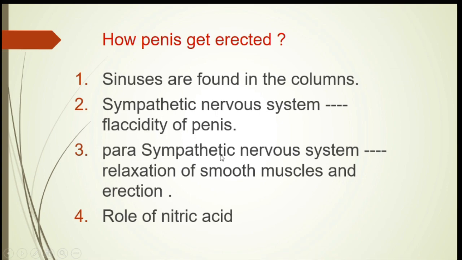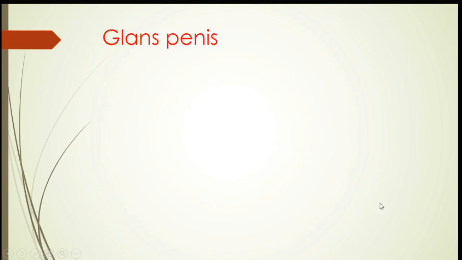Now how it gets erected, as we have seen, the sinuses are found in the columns, okay. The parasympathetic nervous system during sexual intercourse gets activated and stimulates the secretion of nitric oxide. And this nitric oxide dilates these sinuses, or relaxes these sinuses or blood vessels, and blood flow through these sinuses increases, okay. Blood flow increases, and that makes the penis erect and stiff. So in this way the penis gets erected.